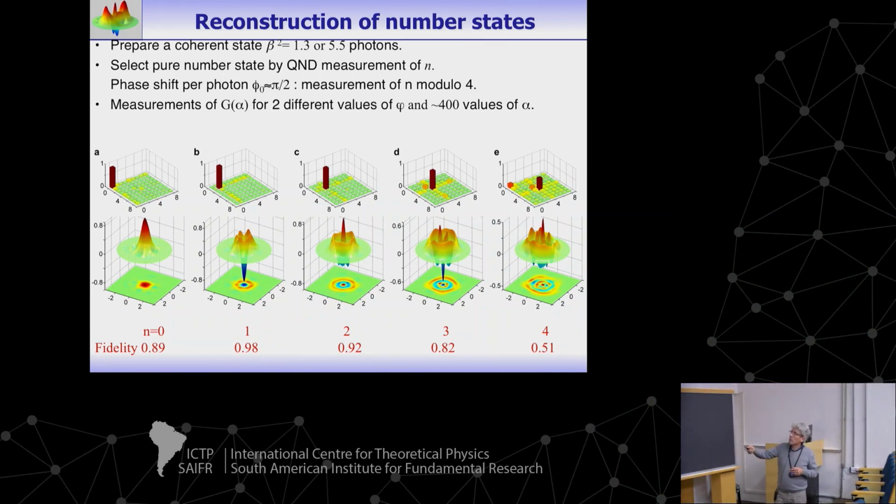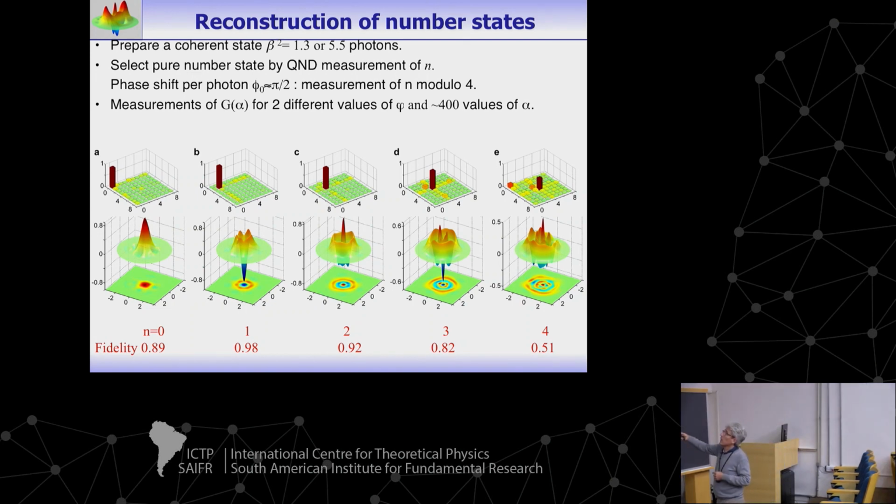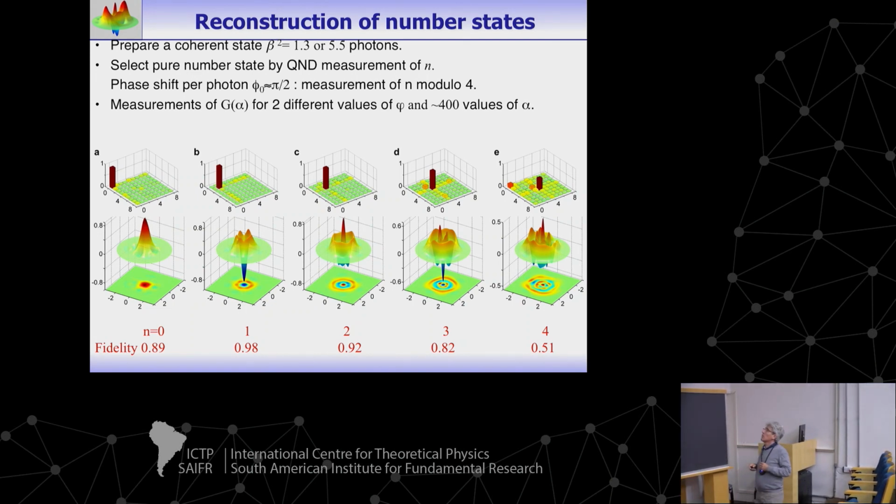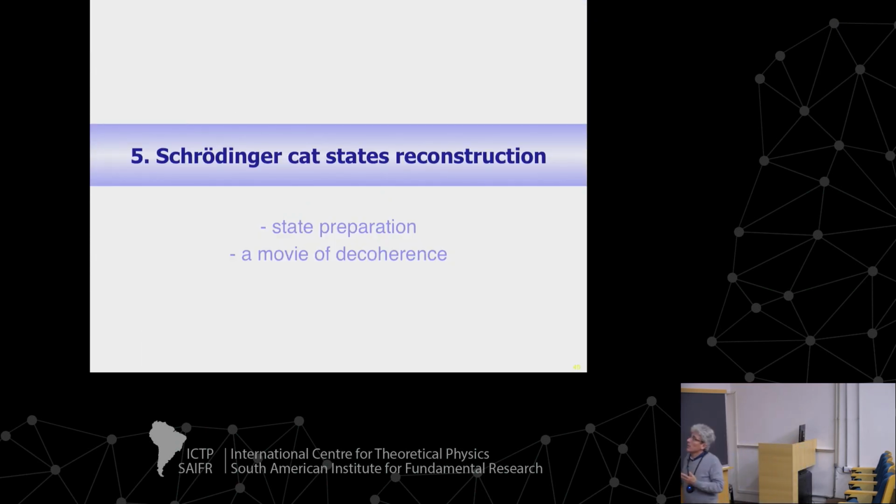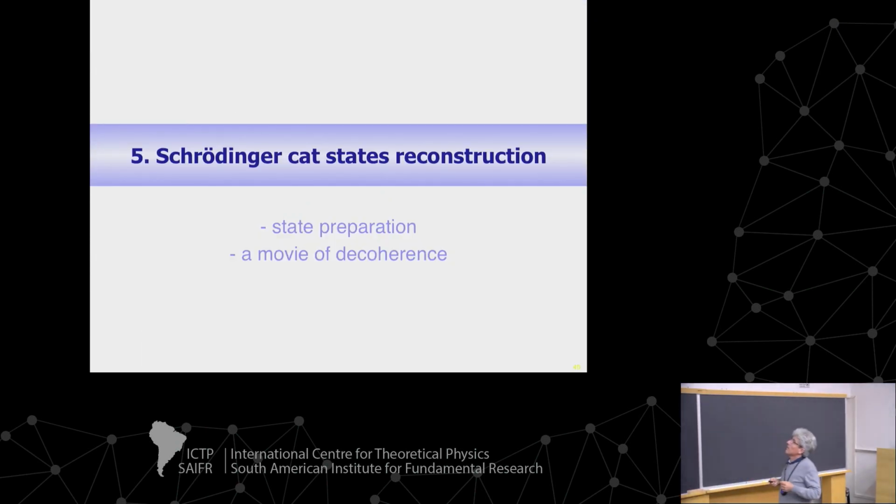And so for 1 photon, it has a strong negative peak at the origin. For 2 photons, it has oscillations with negative values in a ring here. And the larger the photon number, the more rings you have in the Wigner function, as you can see here on this picture for n equal 4 photons. So let us now go to the Schrodinger cat state.